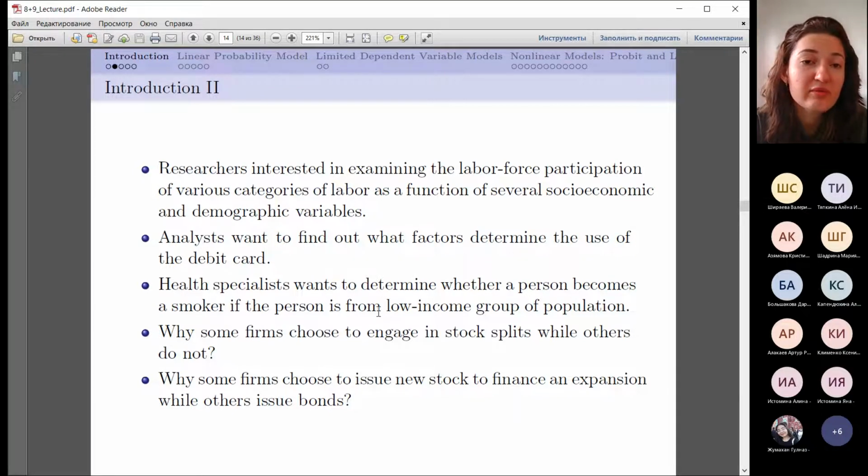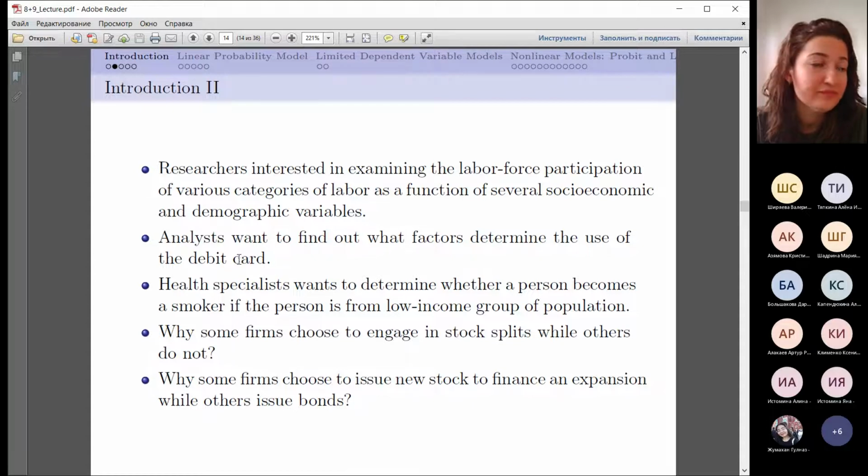For example, the labor force participation. It means that we can code this variable as 1 if the person takes part in the labor force, and 0, for example, otherwise. Or another example, we want to find what factors determine the use of the debit card. And again, we can code this variable as 1 if the respondent uses the debit card and 0 otherwise.